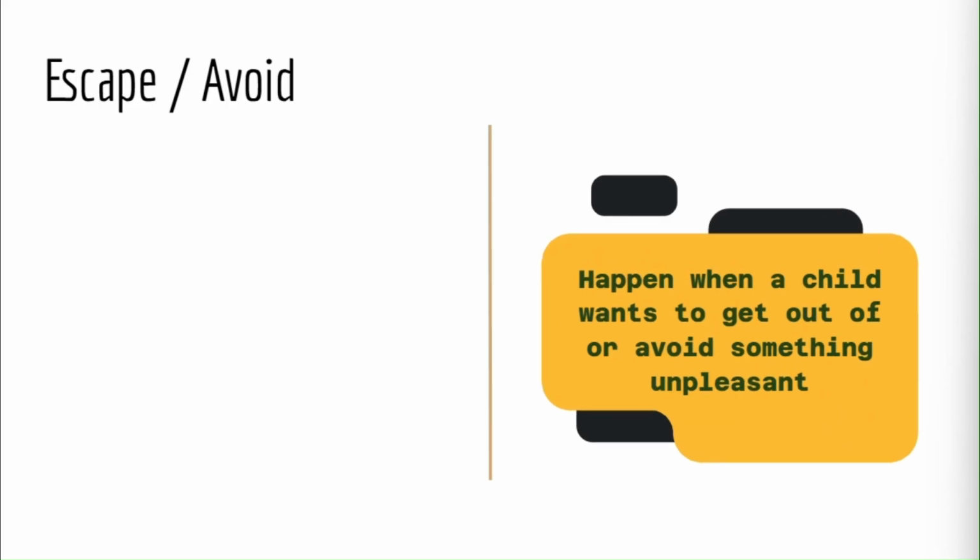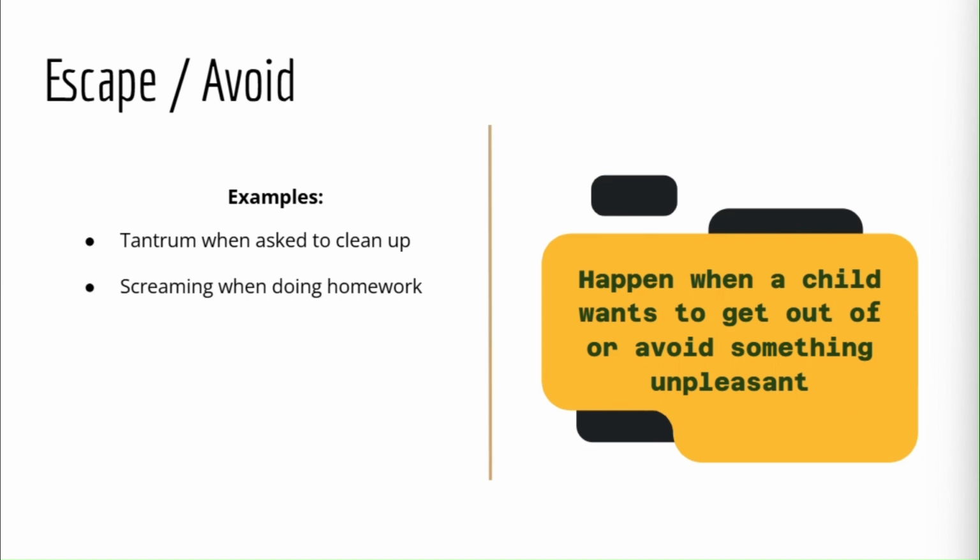For escape or avoidance, this happens when a child wants to get out of or avoid something unpleasant. Here are some examples. Tantruming when asked to clean up. Screaming when doing homework. Or flopping to the floor when told it's time to go to bed in 5 minutes. Here's a parent tip. The goal here is to help them build tolerance and to teach them to request breaks in appropriate ways.